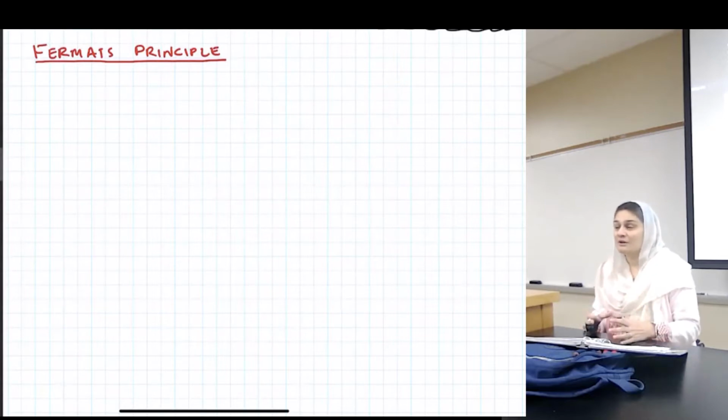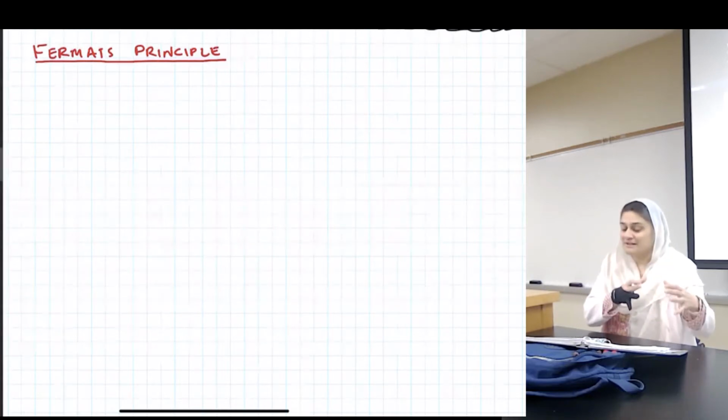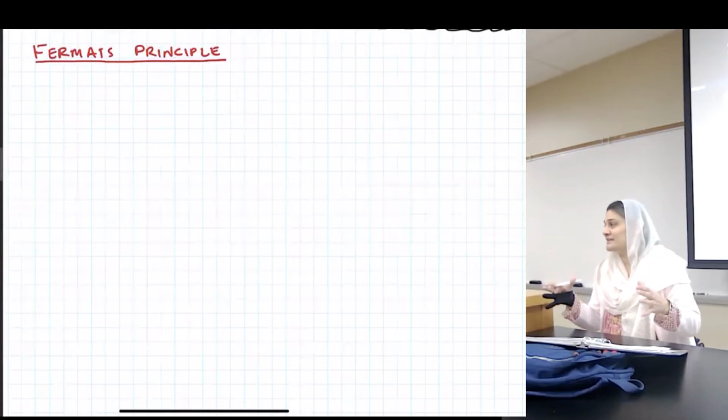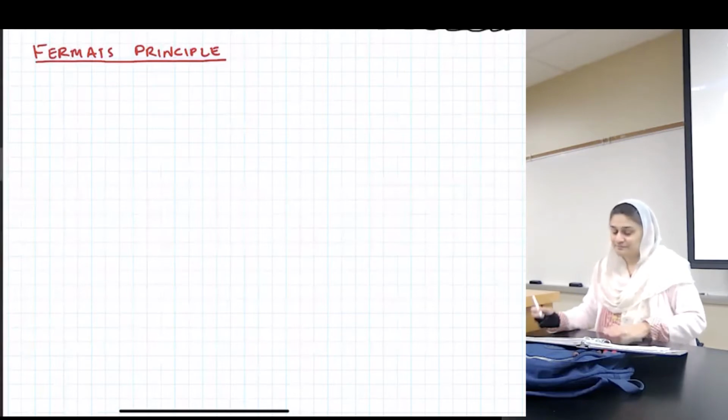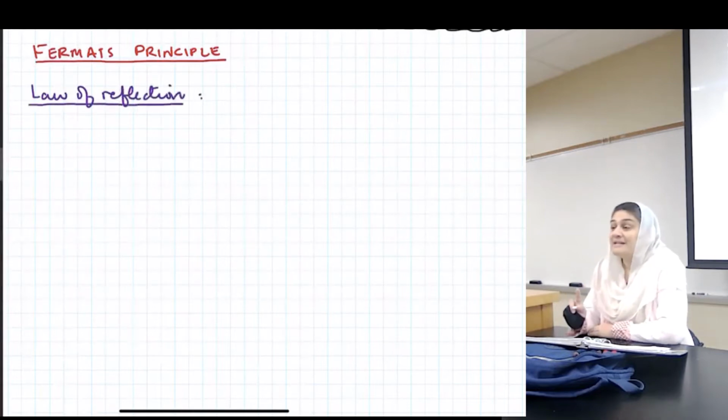And so Hero came up with this explanation for the law of reflection. But Fermat reinvented it 1,500 years later. So it's called Fermat's principle. And this is how it goes. Law of reflection. And this is when light is considered as rays. So we're looking at rays of light.